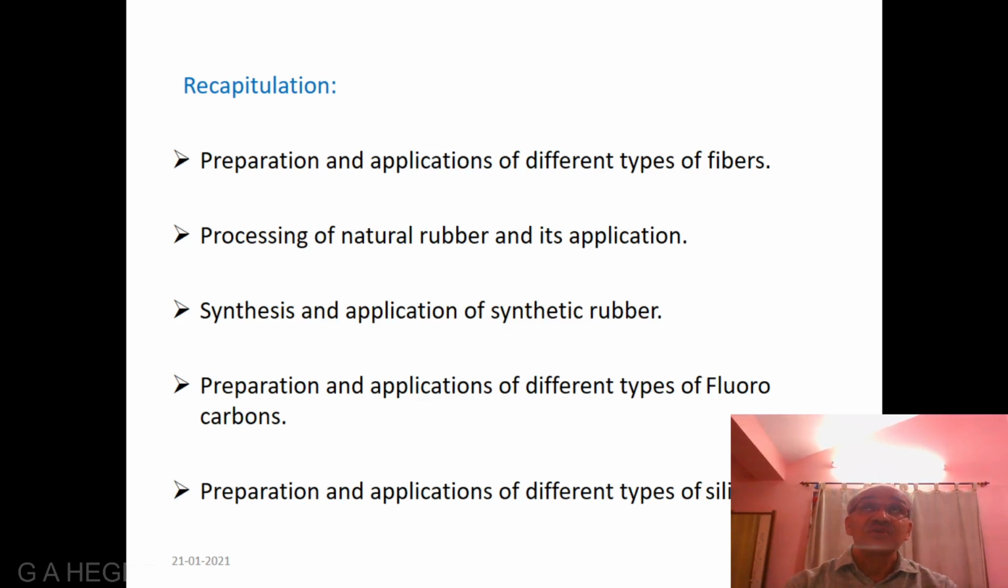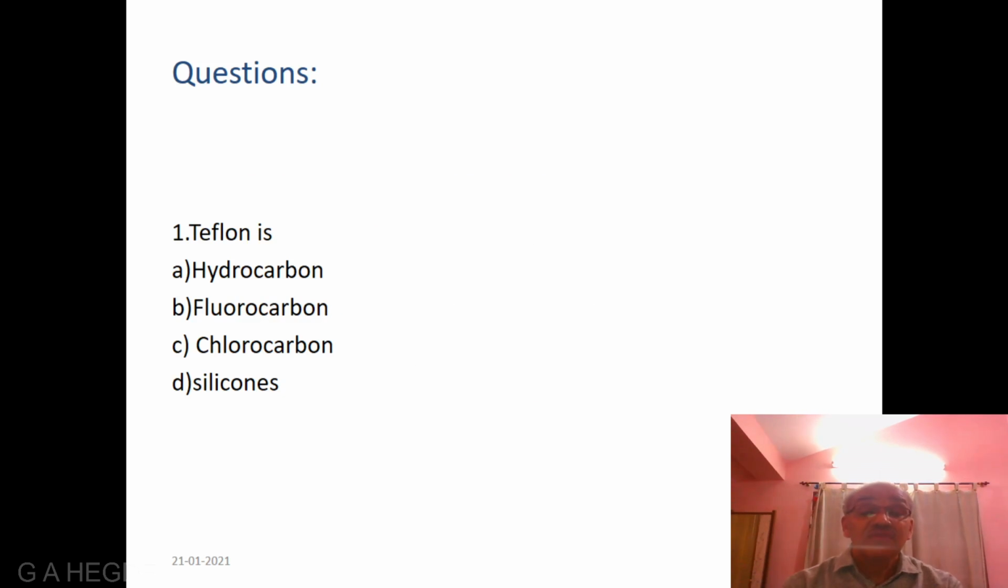After studying this, you just recall what we discussed. We have discussed the preparation and applications of different types of fibers, processing of natural rubber and its applications, synthesis and applications of synthetic rubbers, preparation and applications of different types of fluorocarbons, preparation and applications of different types of silicones. With this, let us try to answer some simple questions.